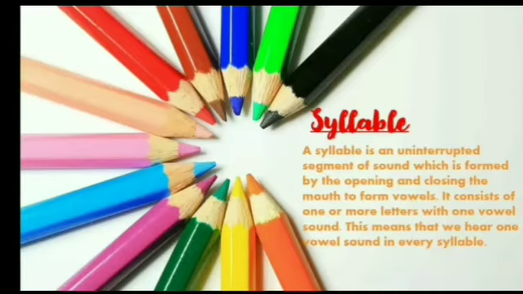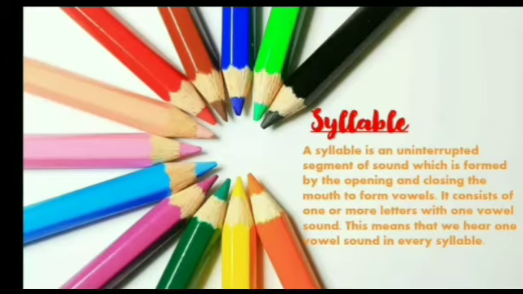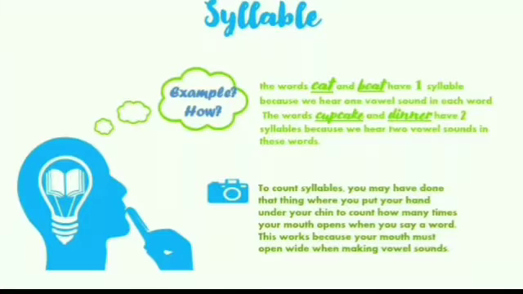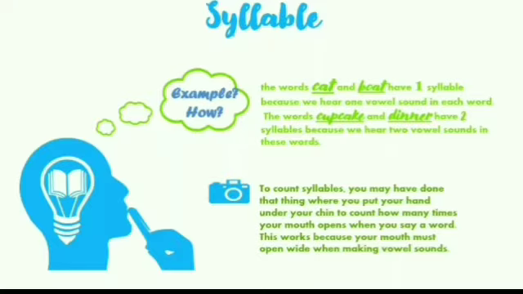A syllable is an uninterrupted segment of sound which is formed by the opening and closing of the mouth to form vowels. It consists of one or more letters with one vowel sound. This means that we hear one vowel sound in every syllable. So for example, the words cat and pot have one syllable because we hear one vowel sound in each word. The words cupcake and dinner also have two syllables because we hear two vowel sounds in these words.